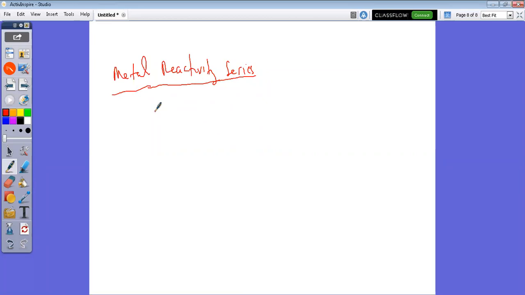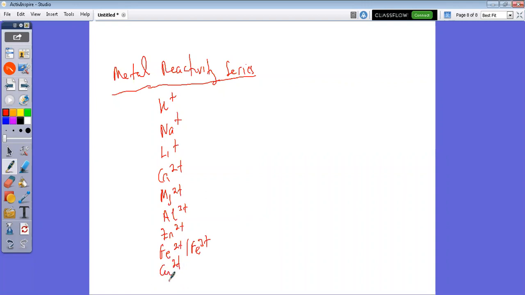Metal reactivity series. So we have potassium, sodium, lithium, calcium, magnesium, aluminium, zinc, Zn2 plus, we'll switch on to geo just now, iron, Fe2 plus, Fe3 plus. Then we have copper, sorry, before copper here, we have hydrogen, copper, and silver. So this is the most reactive.